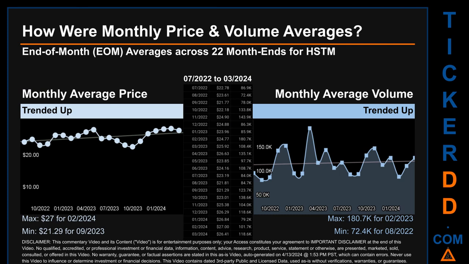The maximum end of month average price was $27 for 2024, while the minimum was $21.29 for 2023. Looking at volume, 2023 and 2022 respectively saw the highest and lowest monthly average volume at 180.7 thousand and 72.4 thousand.